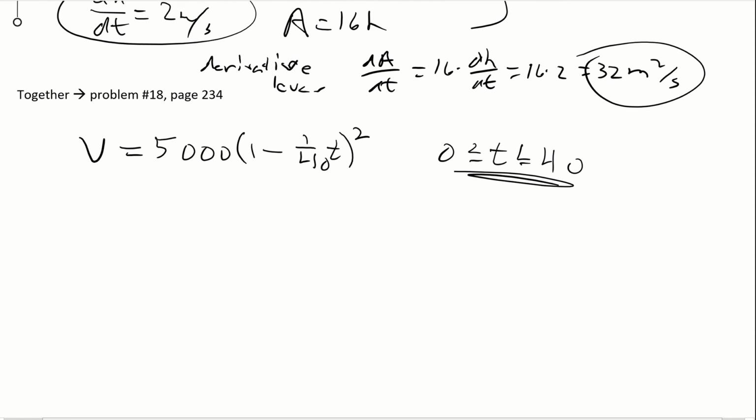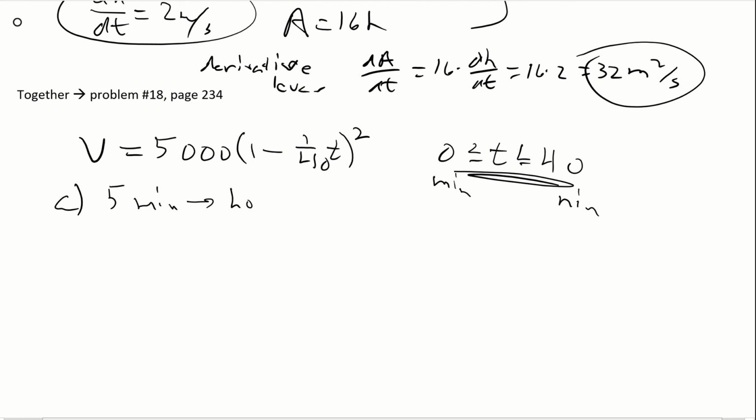This is important. I want to answer this absolutely perfectly well. t is minutes, so 0 minutes to 40 minutes. By the time you get to 40, according to the word problem, it's empty. So on 18, he says, find the rate at which the water is draining from the tank after 5, 10, 20, and 40 minutes. At what time is the water flowing out fastest, slowest? Summarize your findings. I'll look at the first one, part A, 5 minutes.